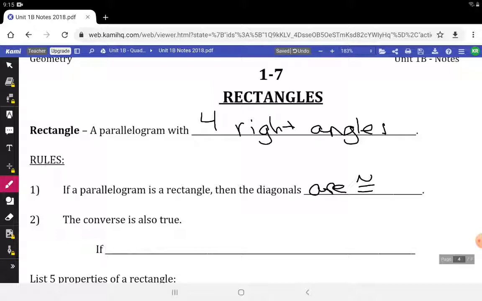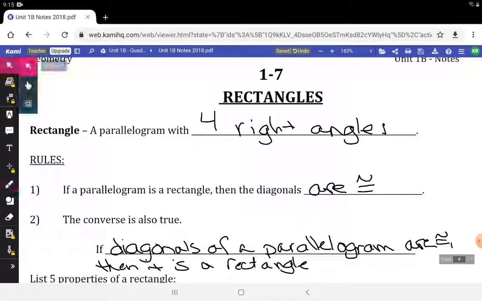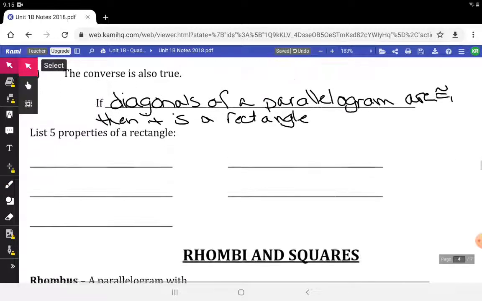So the converse is also true, that if the diagonals of a parallelogram are congruent, then it is a rectangle. So let's lay out in a list all of the properties of rectangles so that we have them for easy reference.